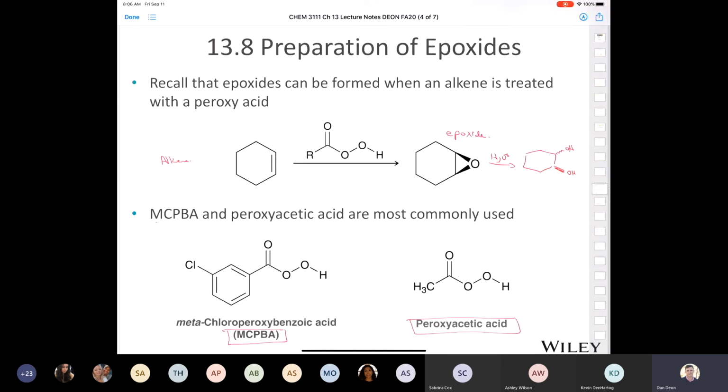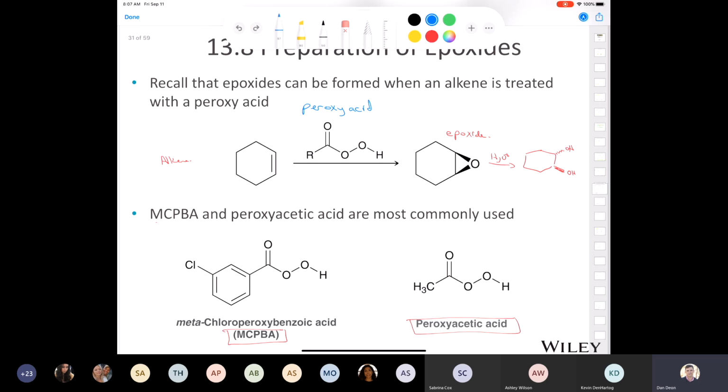But let's switch gears and talk about how we would prepare an epoxide. And the good news is that you've already studied how to prepare an epoxide earlier on in this class, because we used an epoxide to make a trans diol, and I have that shown here. We would take an alkene and treat it with a peroxy acid. So this is called a peroxy acid. Okay, so you take a carboxylic acid and you add an extra oxygen in there, and you get a peroxy acid.